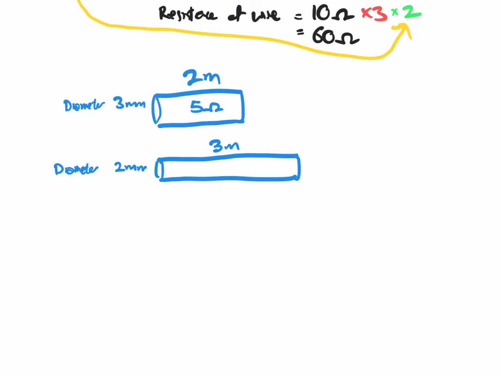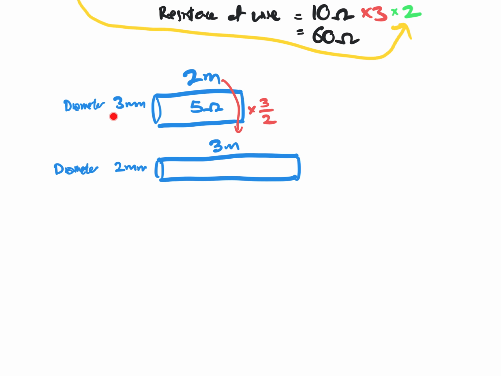Okay, so the easy part first is the length. How did I get from 2 meters to 3 meters? What do I multiply to get from 2 meters to 3 meters? So we can take it as multiplied by 3 divided by 2. That's how I get from 2 to 3. Comfortable with that fraction? So that's for the length.